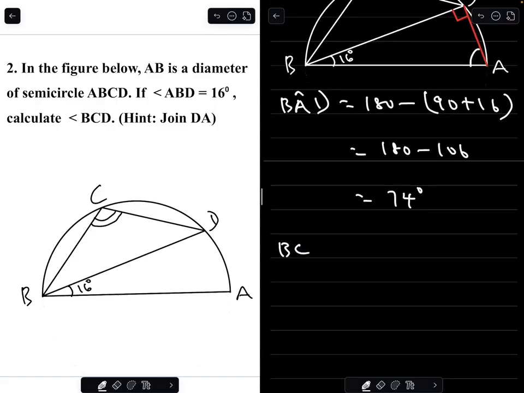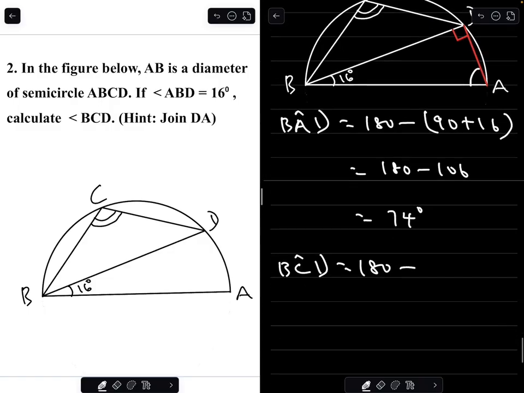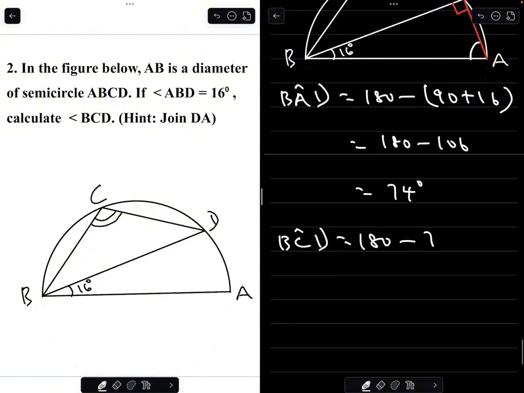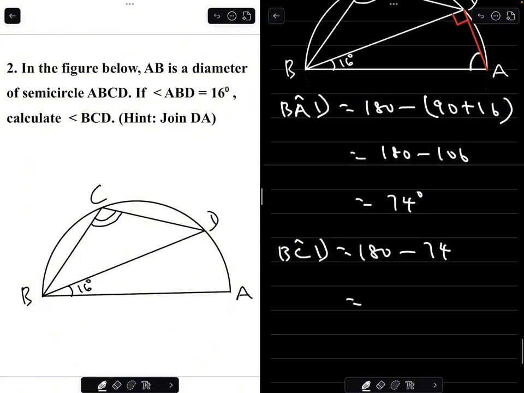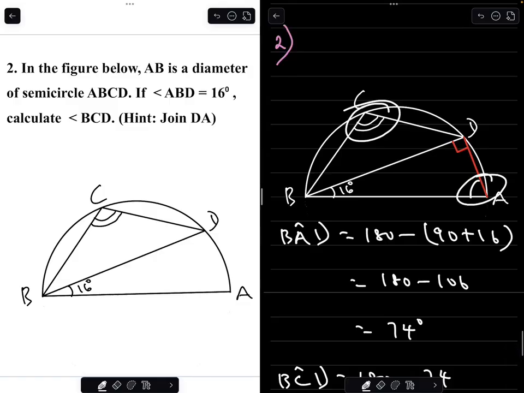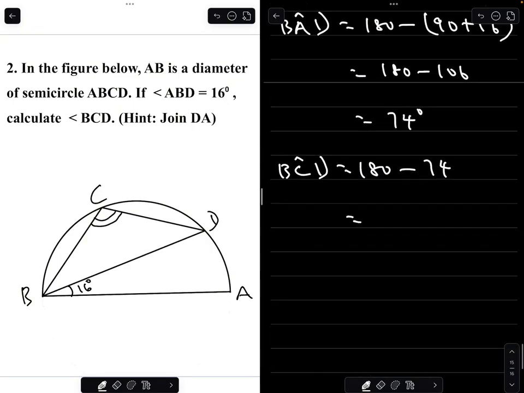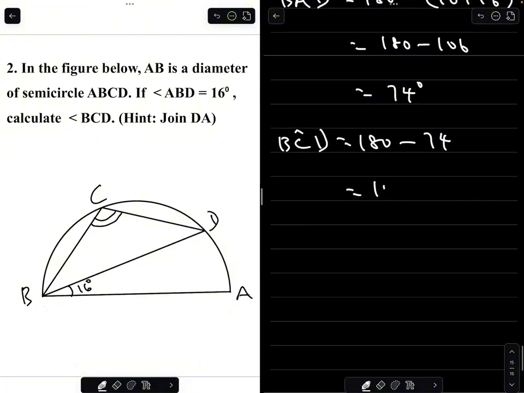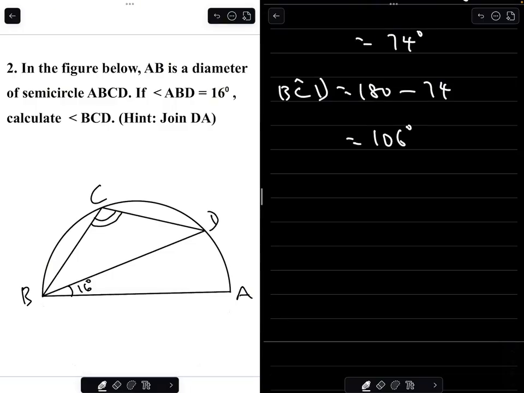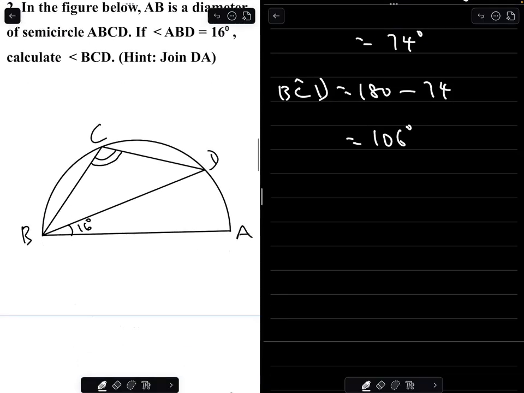So that means angle BCD will be 180 minus angle BAD, which is 74. I know that angle BCD plus angle BAD is equal to 180 degrees. That means angle BCD will be 180 minus angle BAD, and that means 180 minus 74, which is 106 degrees. The reason here is opposite angles of a cyclic quadrilateral are supplementary. That means angle BCD is 106 degrees.